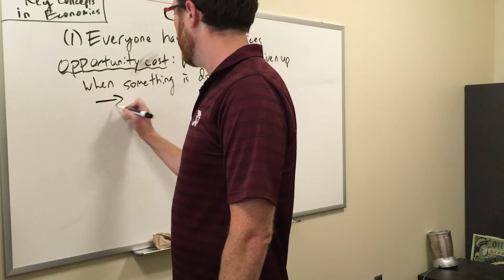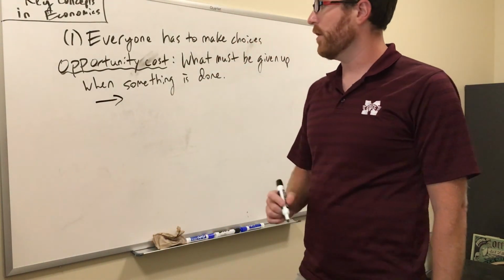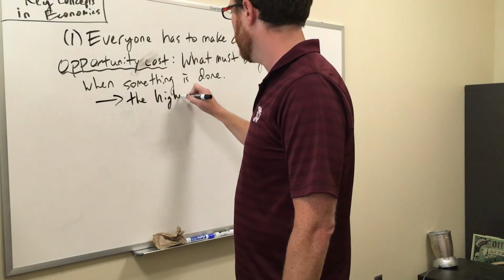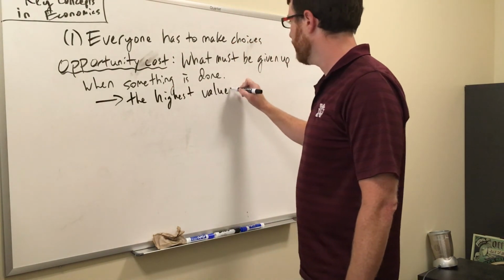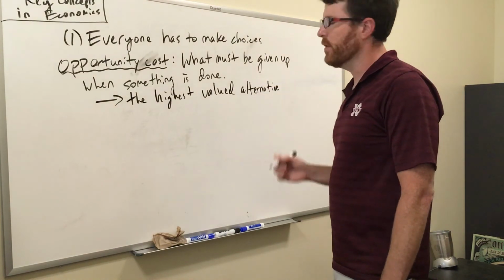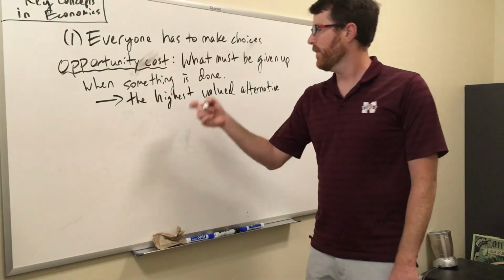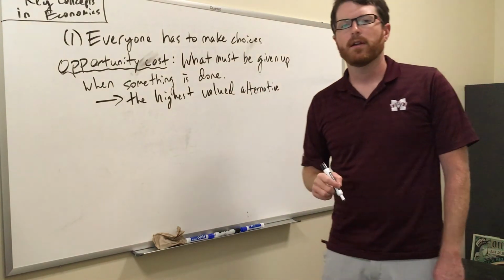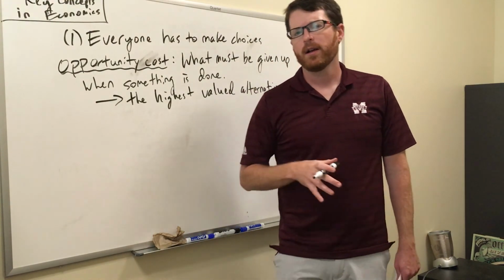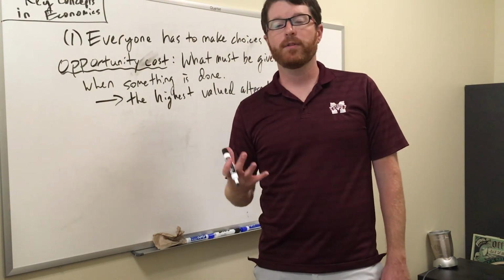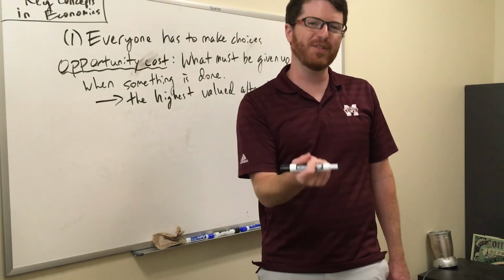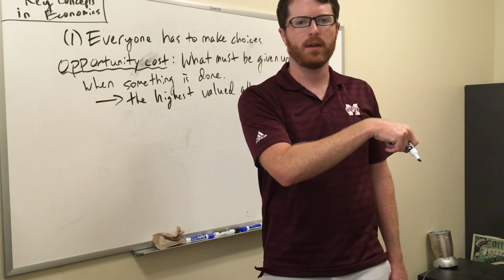Another way, an alternative definition of opportunity cost, is the highest valued alternative. It's the best thing you could have done instead. So as you're watching this video right now, you might be thinking, if I wasn't watching this video, I'd be taking a nap. Well, then the opportunity cost of watching this video is the nap you could have enjoyed, right? You're choosing to do this instead of having a nap.